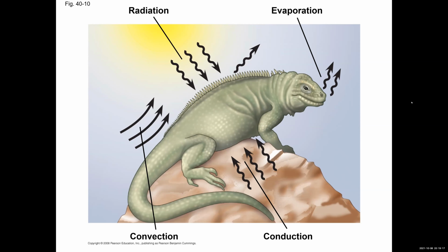And so we have 4 mechanisms of heat transfer. The difference between them is what medium the heat is in, whether it's in a solid or a liquid, or whether the heated stuff that's moving is the air. It also depends on what is touching the organism we're talking about. All right, so we've got radiation, evaporation, convection, and conduction.